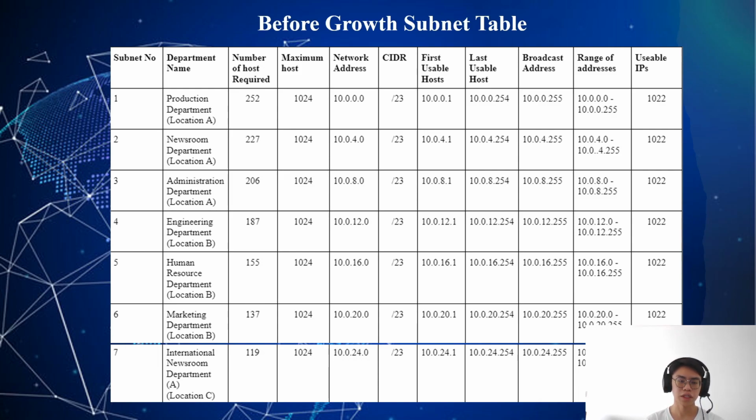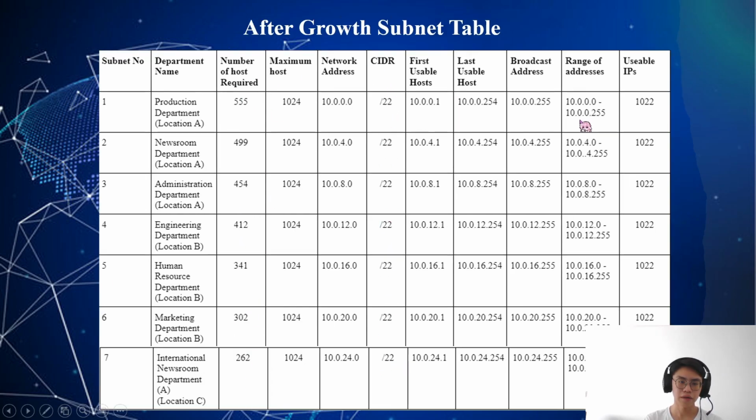The network address we're using increases by 4 each time. As you can see, all the usable IPs are the same, and the CIDR is all the same. The first one is location A, 10.0.0.0. Plus 4 becomes 10.0.4.0, plus 4 again is 8, plus 4 again is 12, plus 4 again is 16, plus 4 again is 20, and plus 4 again is 24. So as you can see, the number of hosts required is a question given as CIDR.